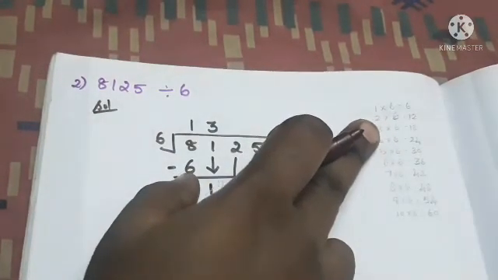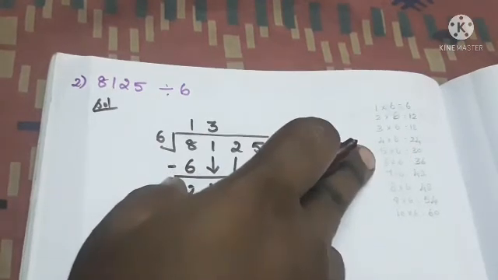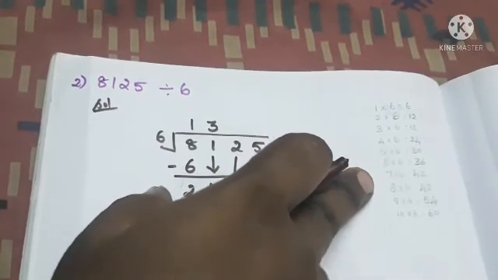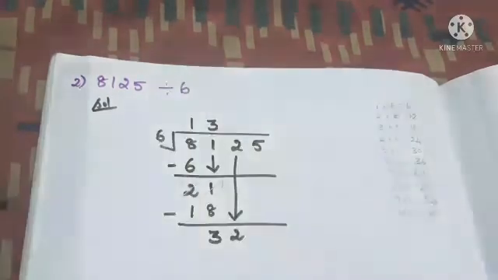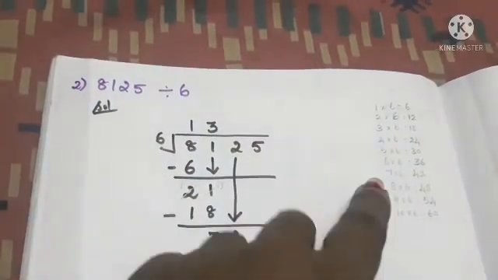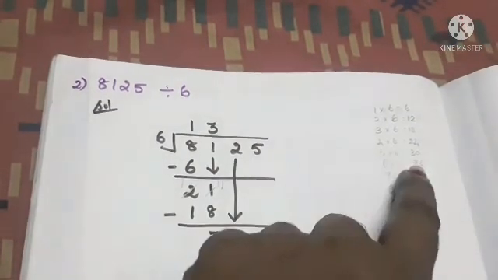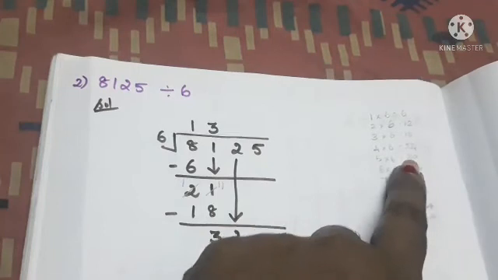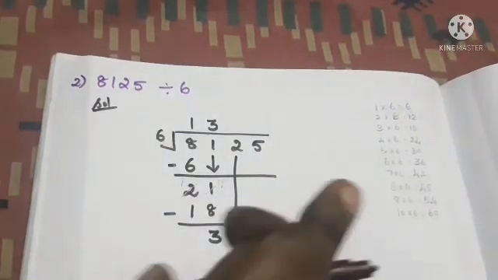1 6 is 6, 2 6s are 12, 3 6s are 18, 4 6s are 24, 5 6s are 30, 6 6s are 36, 7 6s are 42. So before that, 6 6s are 36 is there. If you take 36, it will be greater than 32. So what we have to do, ma? We have to take the before value. That means 5 into 6. 5 6s are 30 we want to write.